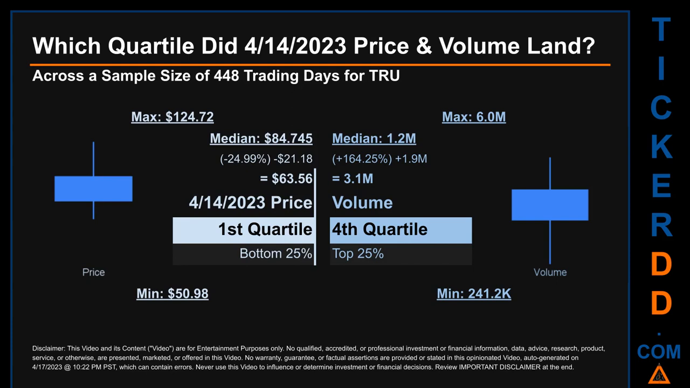Quartiles tell us about the spread of a data set by breaking that data set into quarters, just like how the median breaks the set into half. Descriptively, TRU has a median price of $84.745. Therefore, April 14, 2023 price was lower from that middle marker by 24.99%. The day's volume of 3.1 million was more than the median by 164.25%.